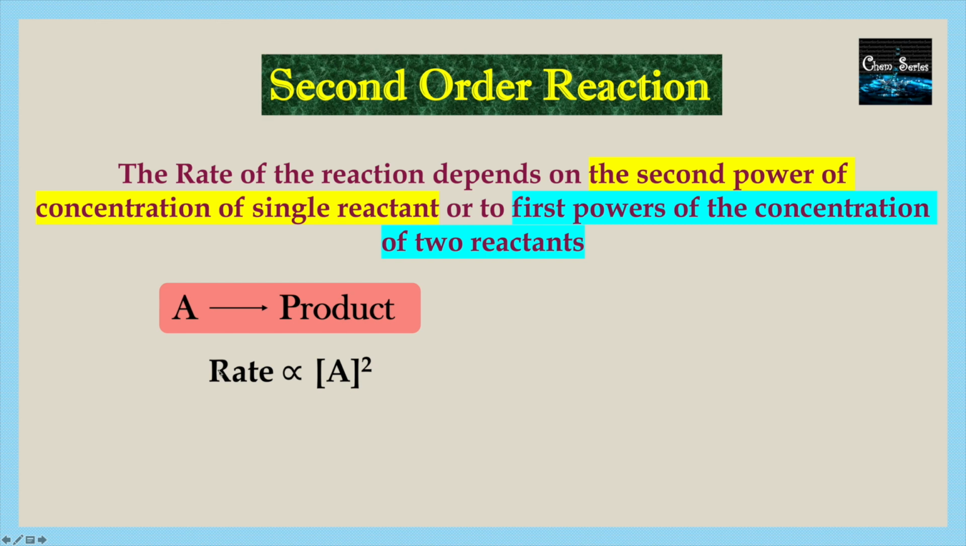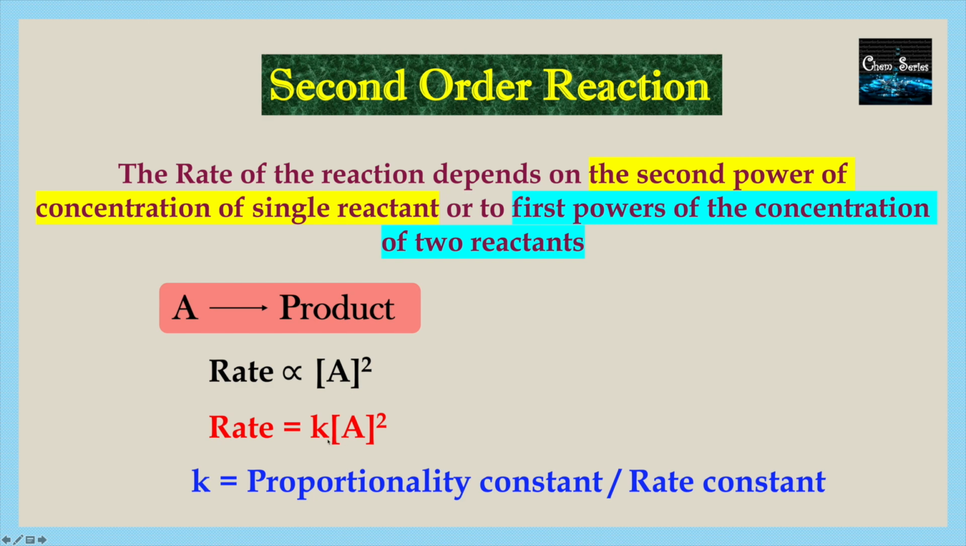Here, the rate of the reaction depends on the second power of the concentration of the single reactant. We have a single reactant here, right? So rate is directly proportional to the concentration of the reactant A power 2. And it can be written as rate is equal to K into the concentration of the reactant A power 2. And what is K? It is the proportionality constant, also called the rate constant.